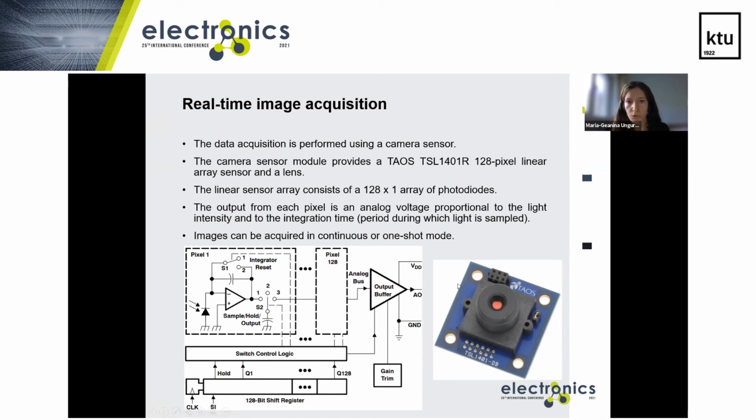This camera sensor module provides a TAOS 128 pixel linear array sensor and a lens. The linear sensor consists of a 128 array of photodiodes, associated charge amplifier circuit, and the pixel data hold function that provides simultaneous integration for all pixels. The output from each pixel is an analog voltage proportional to the light intensity and to the integration time. Images can be acquired in continuous or one-shot mode.